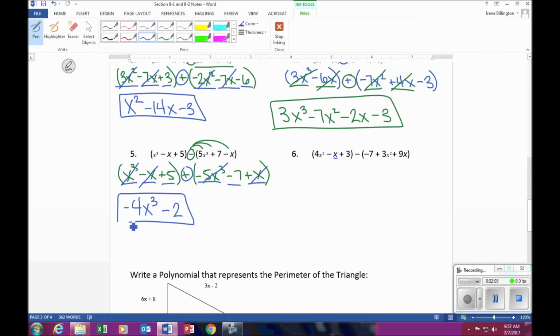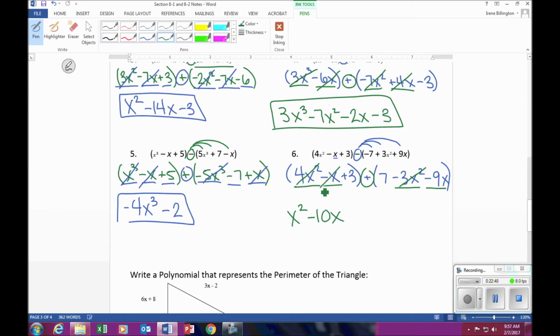All right, one more for you guys. We're taking 4x to the second minus 1x plus 3, and we're adding positive 7 minus 3x squared minus 9x. So we're taking 4x squared plus negative 3x squared, which is 1x squared. Negative 1x plus negative 9x, which would be negative 10x. 3 plus 7, which is 10.